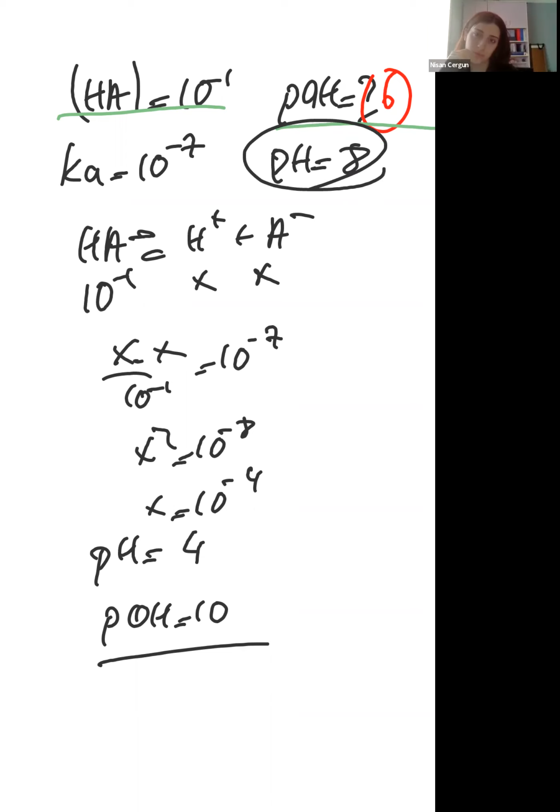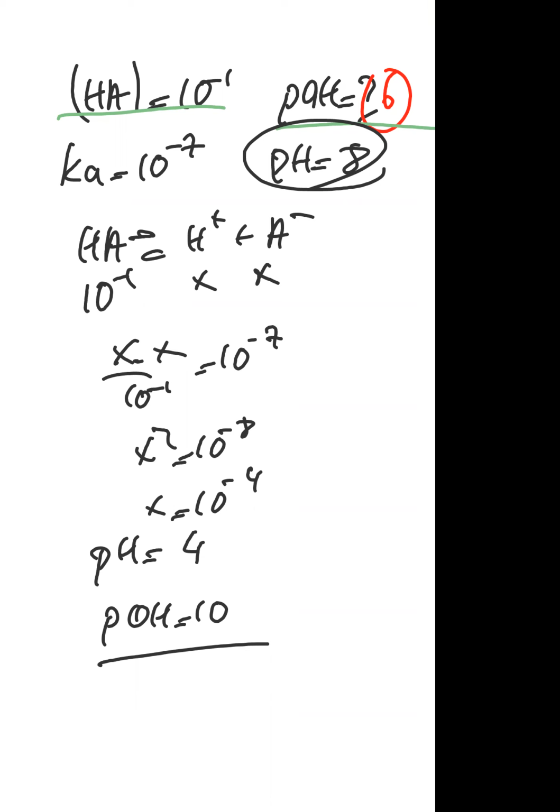It's not possible, but let's see what your mistake is. What's your mistake, baby? I think I did the equation wrong. I wrote A minus plus water to HA and hydroxide.